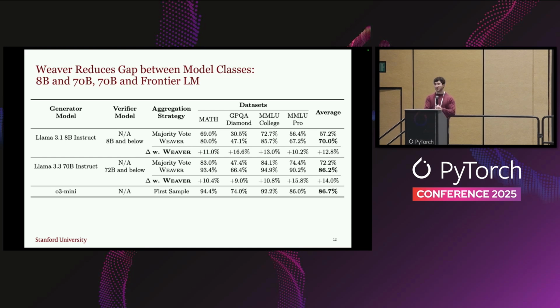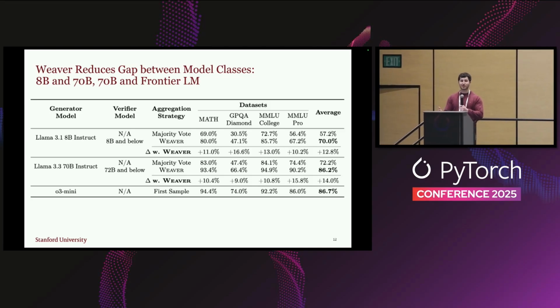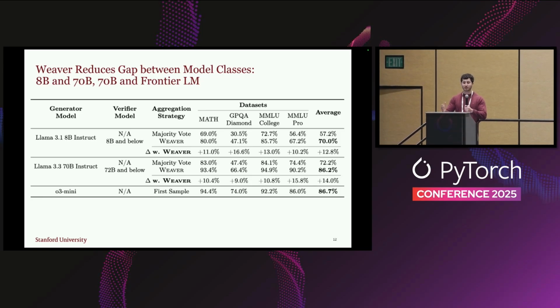Same goes for going from 70B up to frontier LMs. You wouldn't necessarily need to spend on those frontier LM credits. You could just keep applying these 70B models, and ideally, with enough scale, you'd be able to help close that gap. And so these gains are pretty considerable. For the 8B models, we're able to improve performance by about 13%, give or take, and with the 70B models, we're able to improve about 14% and help close that gap.